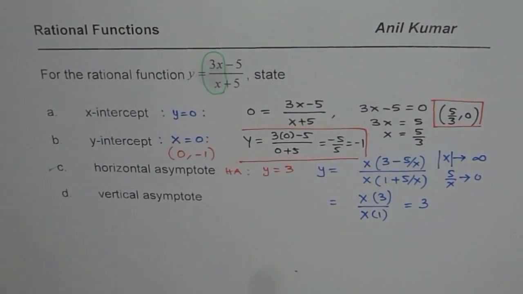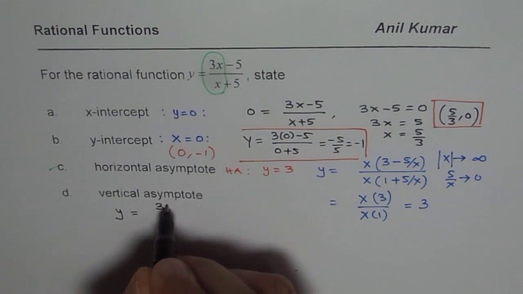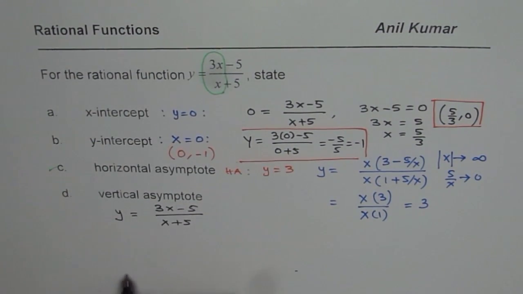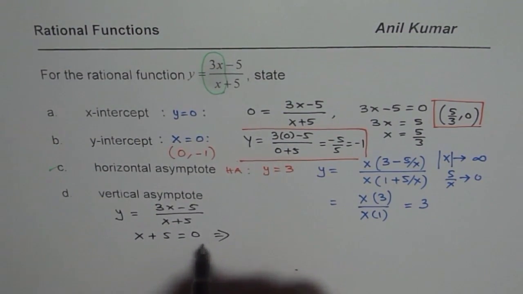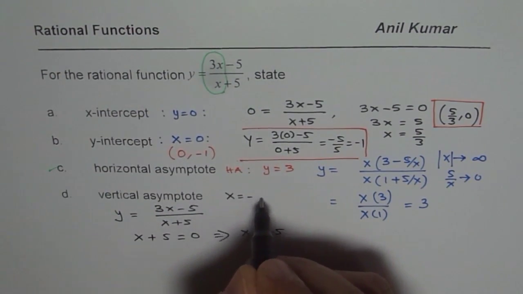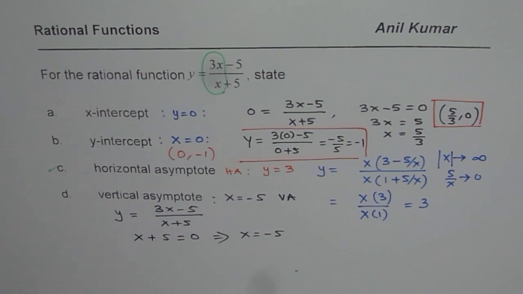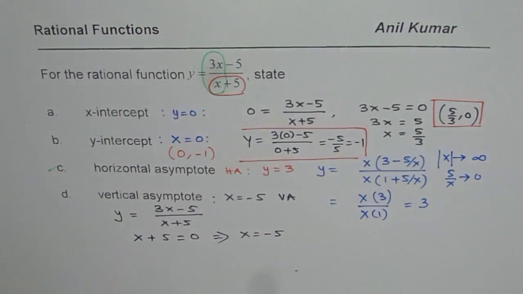Now let's look into the vertical asymptote. The equation given to us is y equals 3x minus 5 over x plus 5. The vertical asymptote is where the denominator is 0, correct? That is to say, we equate x plus 5 equals 0, which holds for x equals minus 5. Therefore, x equals minus 5 is the equation of the vertical asymptote. That is how you should be solving the question.